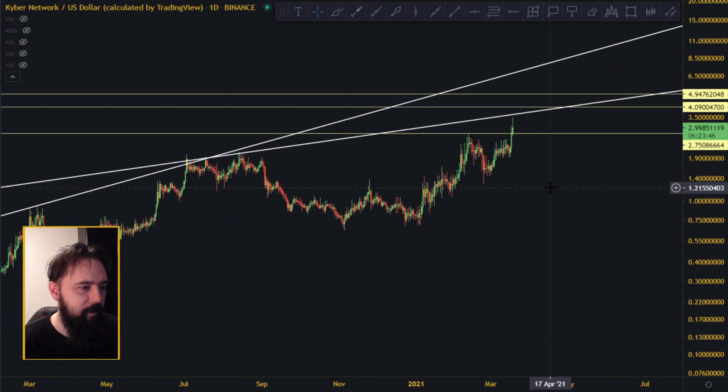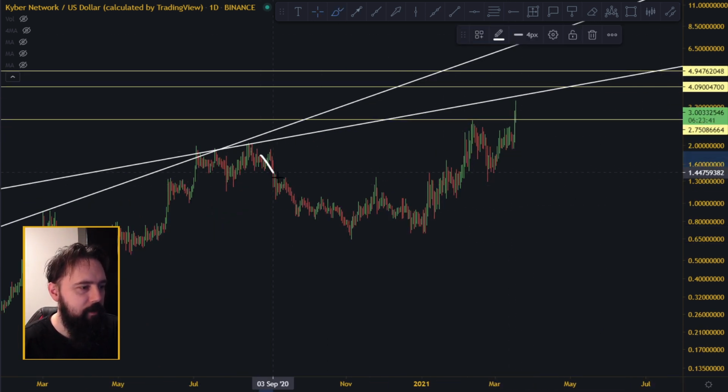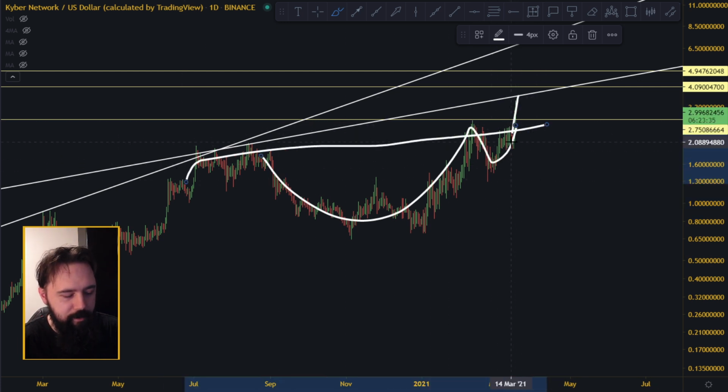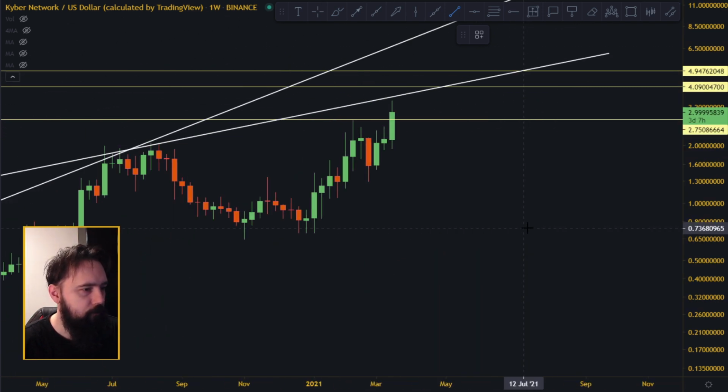This looks like cup and handle, and let's assume this is a cup and handle pattern. Okay, so basically cup and handle goes something like this, right? Cup, and then you got this handle and this breakout, and that's why we are pumping up, because it looks like a cup and handle has been formed. So basically what cup and handle does, this is the top of the cup, this is the breakout.